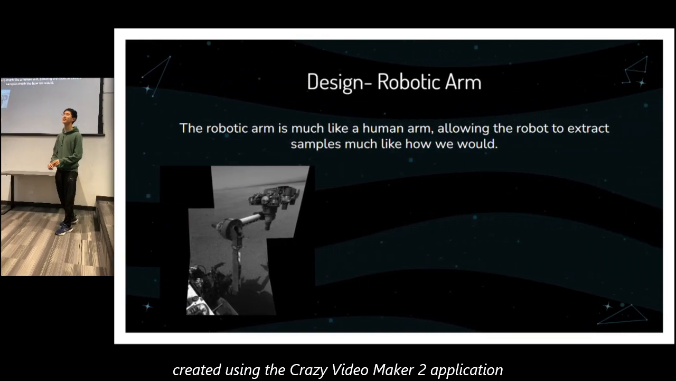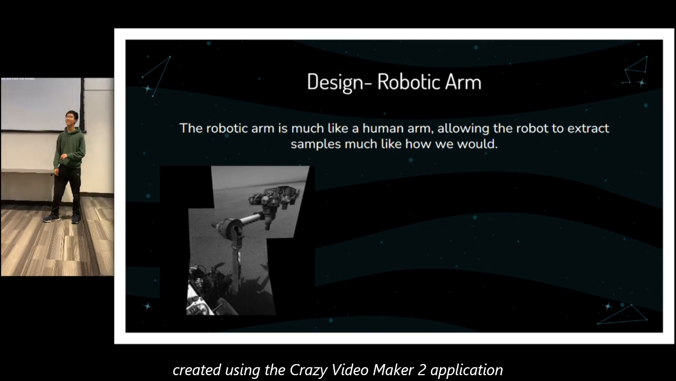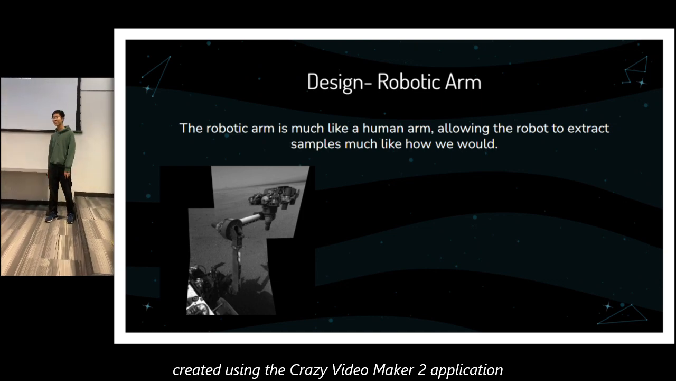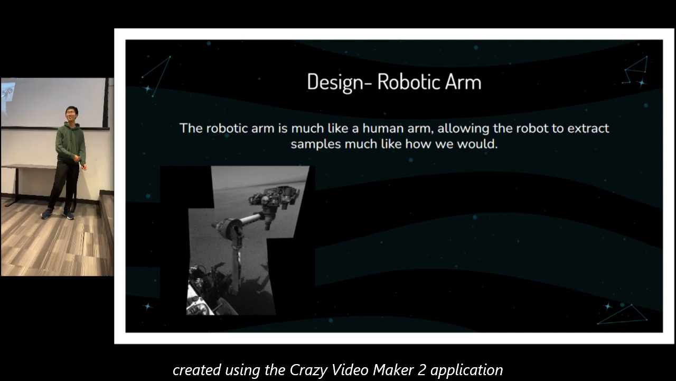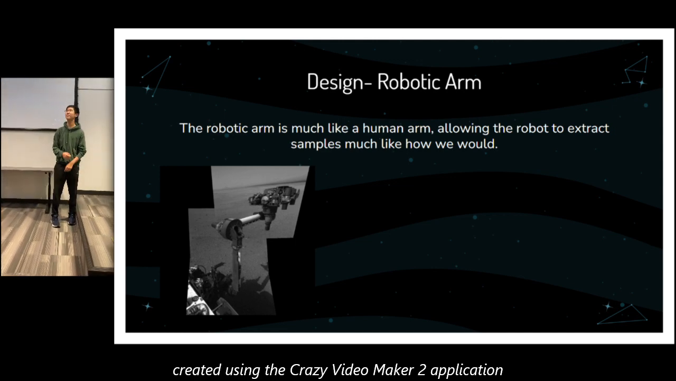Okay, so the robotic arm basically functions like a human arm, so that NASA could program it like a human arm, and so it would be much easier to operate. So it has 5 parts.